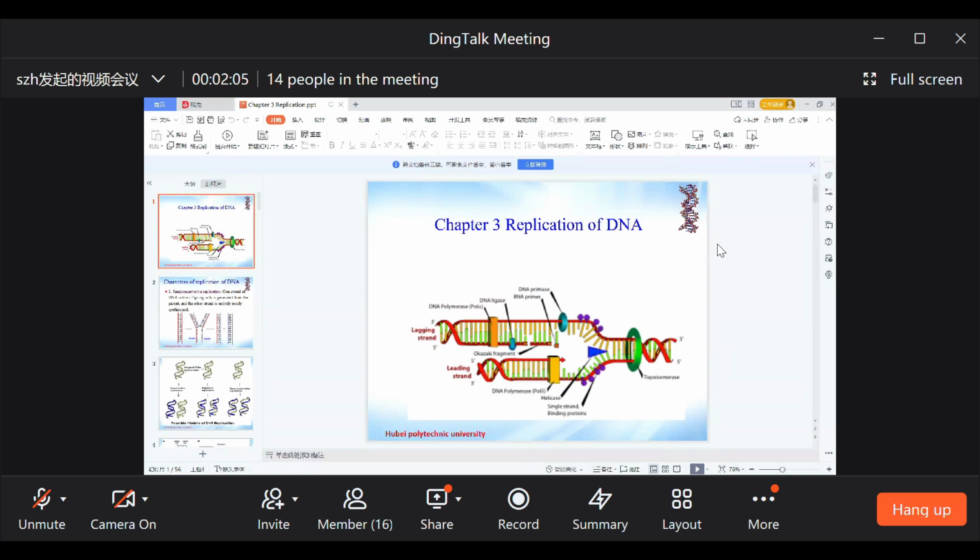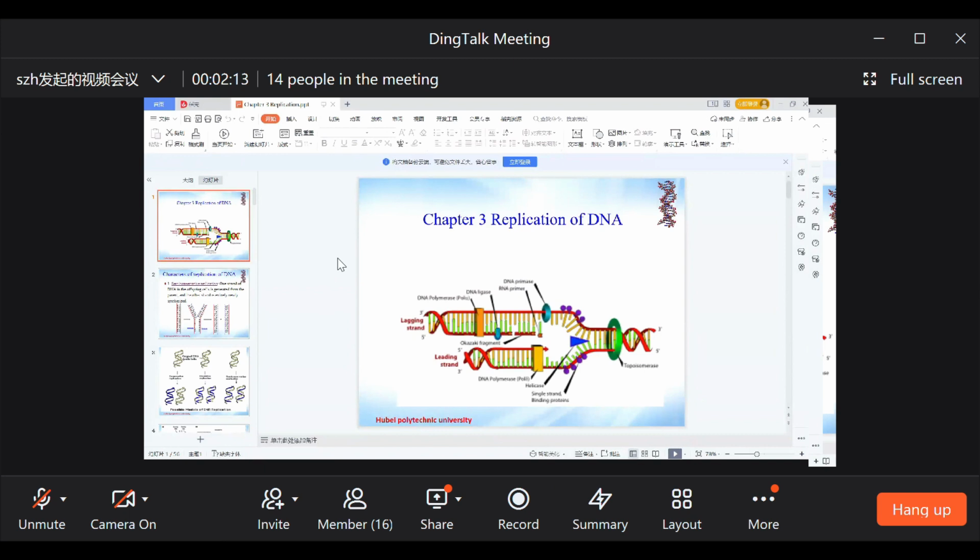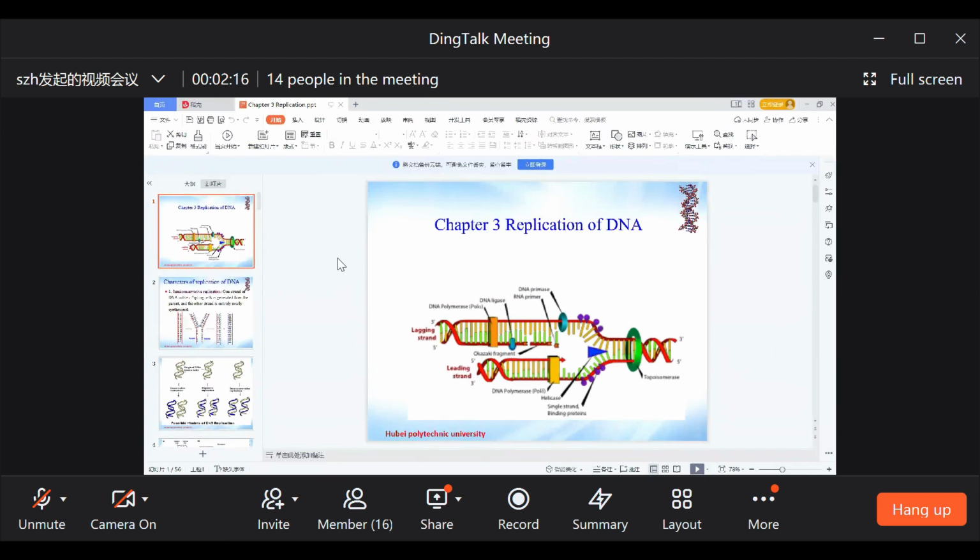In fact, this pattern may be referred to by several definitions. This pattern, I think, is relatively easy. Pay attention to the composition, the characteristic sequence, and the function. Highly repetitive sequence: pay attention to the location, the site, and what kind of function it has.